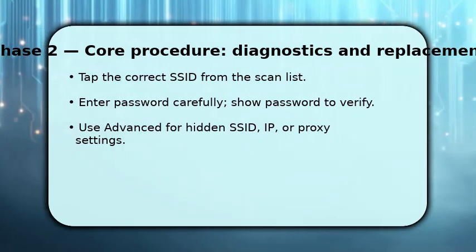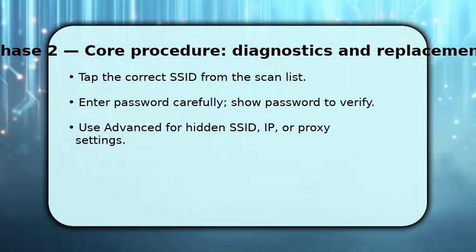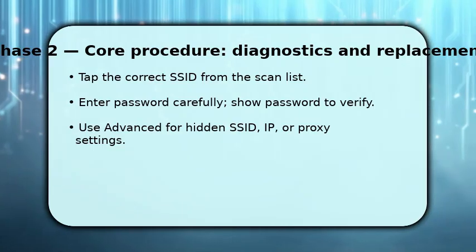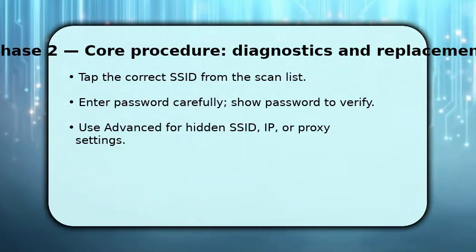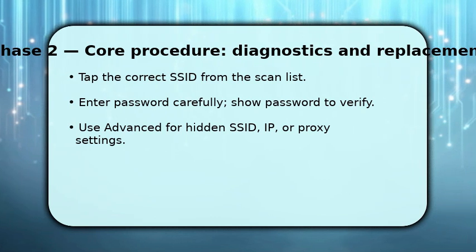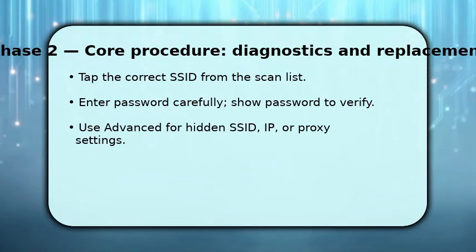If your network is hidden or requires manual settings, open Advanced. Choose DHCP or static, set IP and gateway if required, and configure proxy only if your network uses one. Make sure security type matches the router, WPA2 versus open, then proceed to connect.